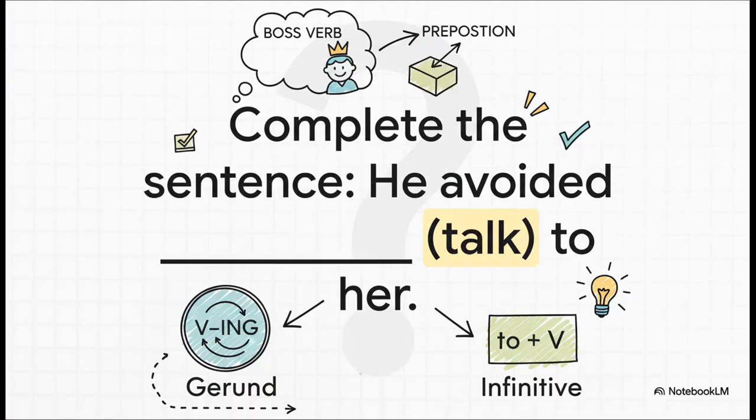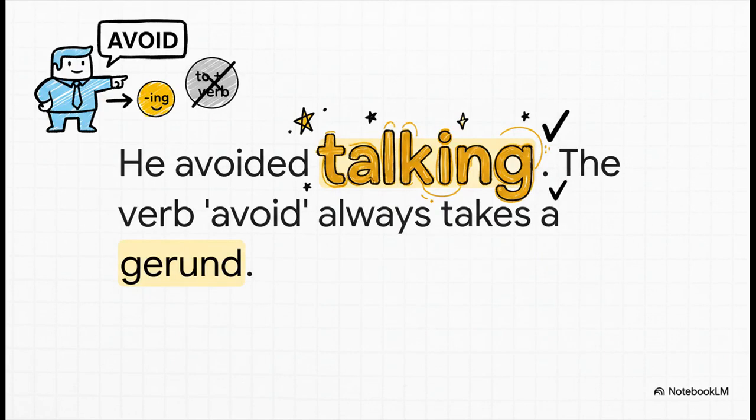"He avoided talk to her." Our boss verb is avoid. Think back to our chart. What team is avoid on? Does it want an infinitive or a gerund? Take a second. And the answer is "talking." Yep, avoid is one of those boss verbs that always demands a gerund. "He avoided talking to her." Nice one if you got that right.